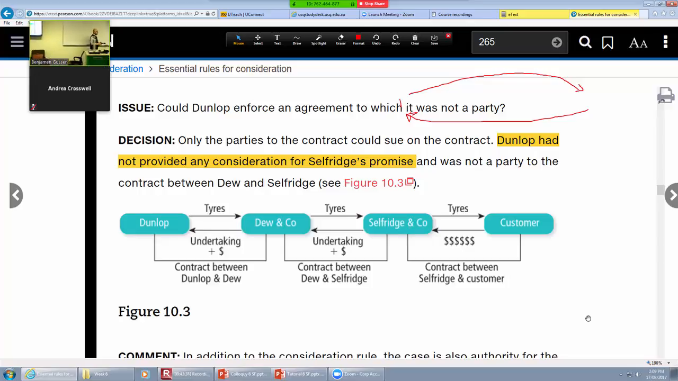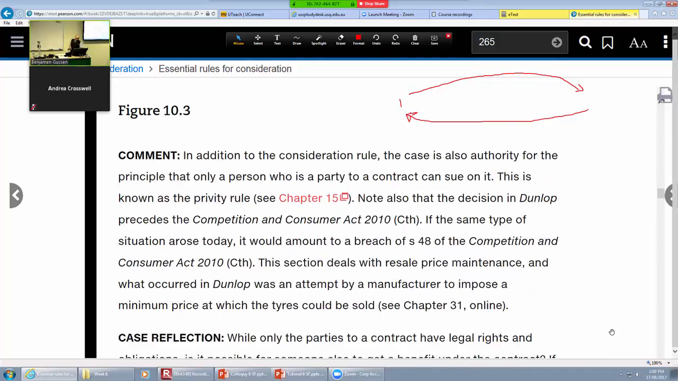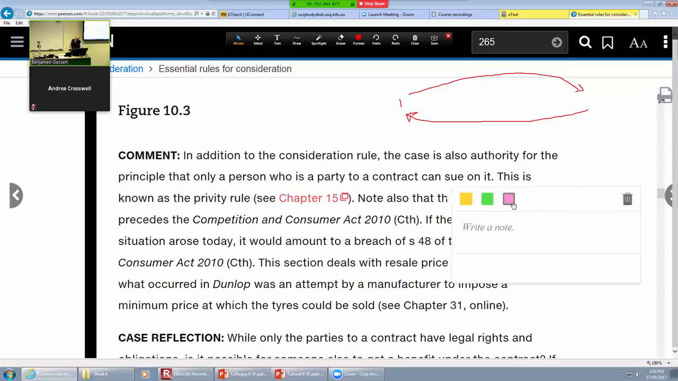Okay? So the point is again, consideration is one of the rules that we talked about. Consideration must move from the promisee. In this case, the promisee is Dew on the undertaking, not Dunlop. So they also talk here about something called privity rule or privity principle. We'll talk about that in much more detail some other time. Okay?